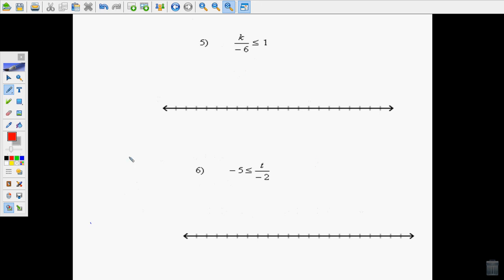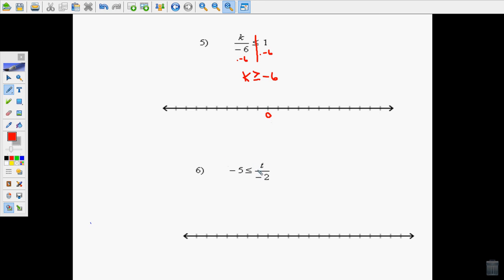Okay, another example here. We've got k divided by negative 6 is less than or equal to 1. So what would you do to get rid of the divide by negative 6? Okay, you should multiply by negative 6. So we're going to multiply both sides by negative 6. So this side, we're just left with k. 1 times negative 6 is negative 6. We multiplied by a negative number, so we have to flip-flop the inequality sign. It was less than or equal to. Now it's going to be greater than or equal to.